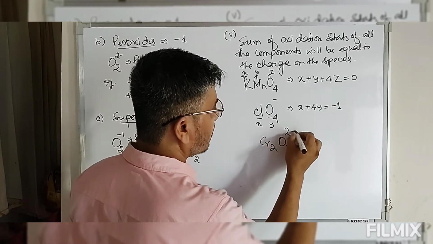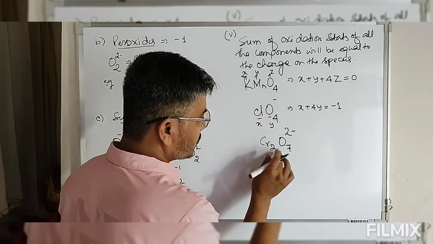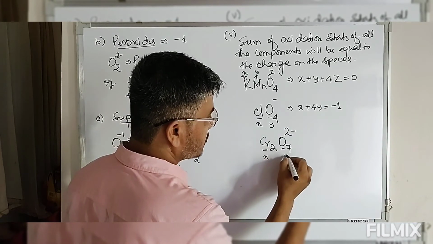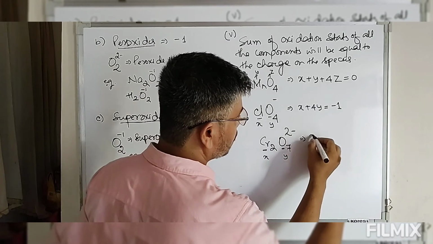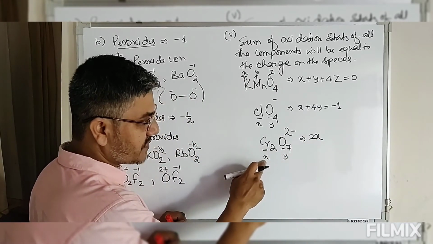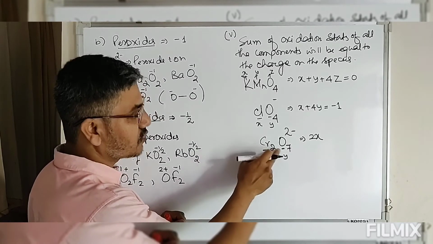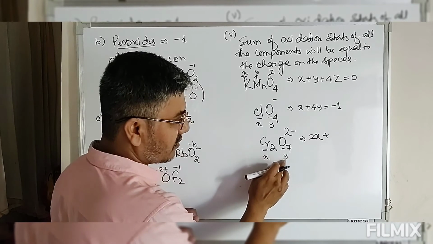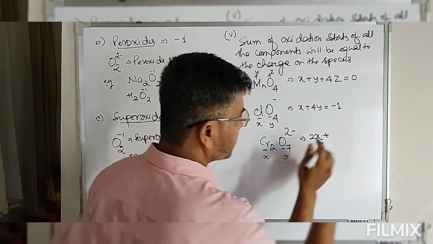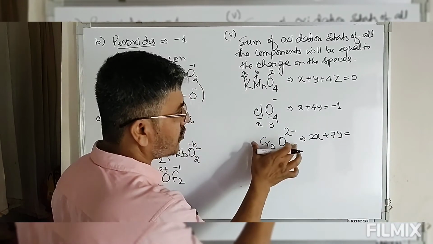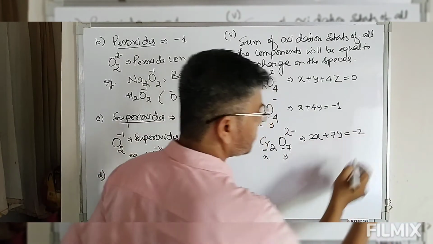Now look at Cr2O7 2 minus. Let's suppose the oxidation state of chromium is X and oxygen is Y. Then the rule says 2 times X, because we have 2 chromium, X being the oxidation state of 1 chromium. Y is the oxidation state of oxygen, and there are 7 oxygen, so we have 7 times Y. This equals the total charge on this species, minus 2.